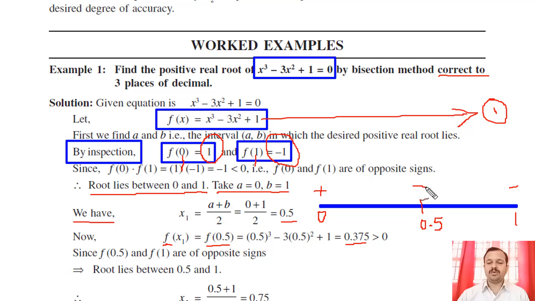So when it is positive, we don't bother about this particular portion. This will not be the region of our interest because the root will not exist in this portion. We will simply ignore it, cut it off. We will concentrate on only this portion, that is 0.5 to 1. We say that the root lies in between 0.5 and 1. So what will we do? We will again use the same bisection formula: 0.5 plus 1 divided by 2. Again you bisect it, and you will get the new point, 0.75.